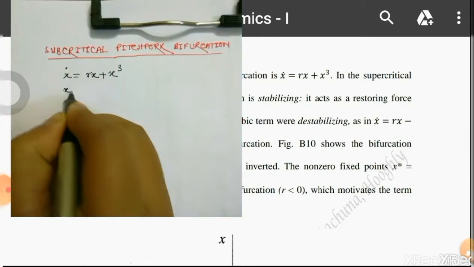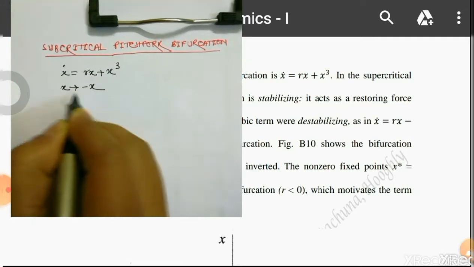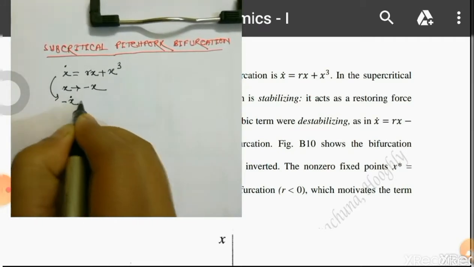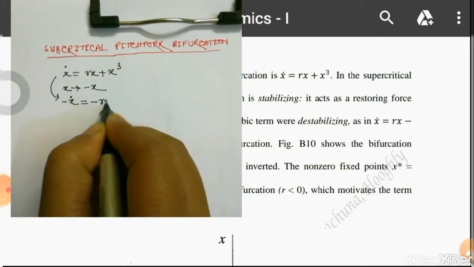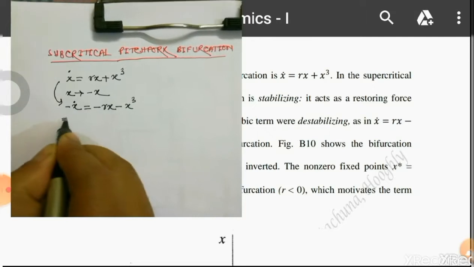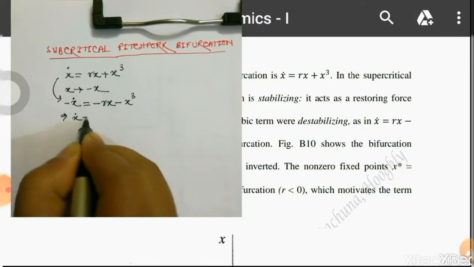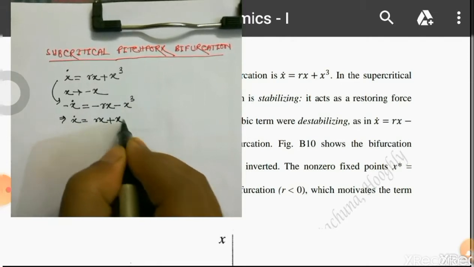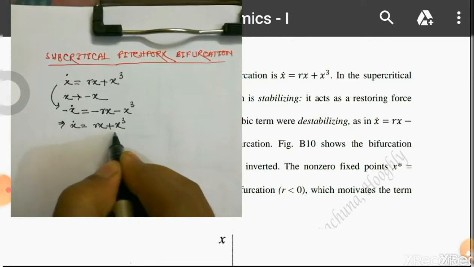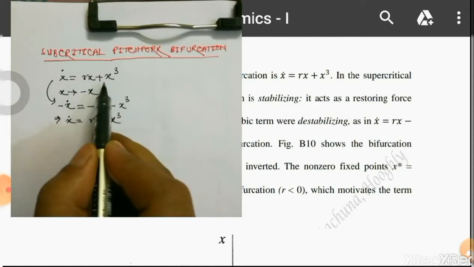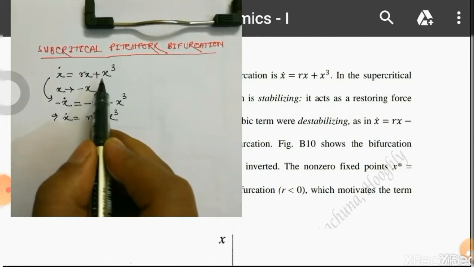Now if we change x to minus x, then this equation becomes minus x dot equals minus Rx minus x cube. So this again becomes the same equation, x dot equals Rx plus x cube. Therefore, here also the symmetry is present in this one dimensional equation.